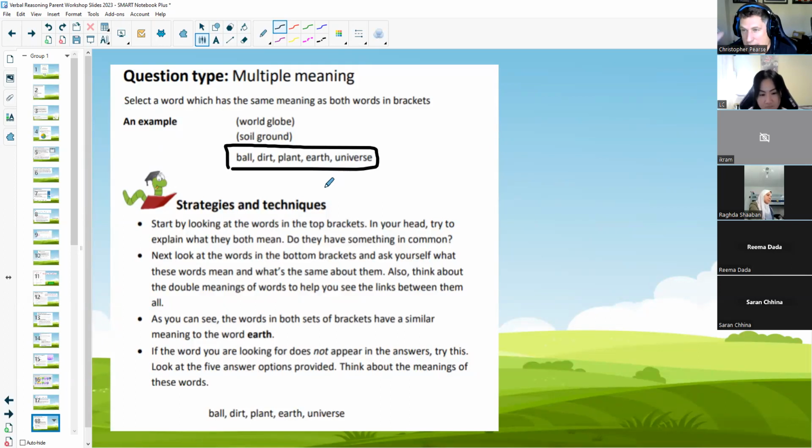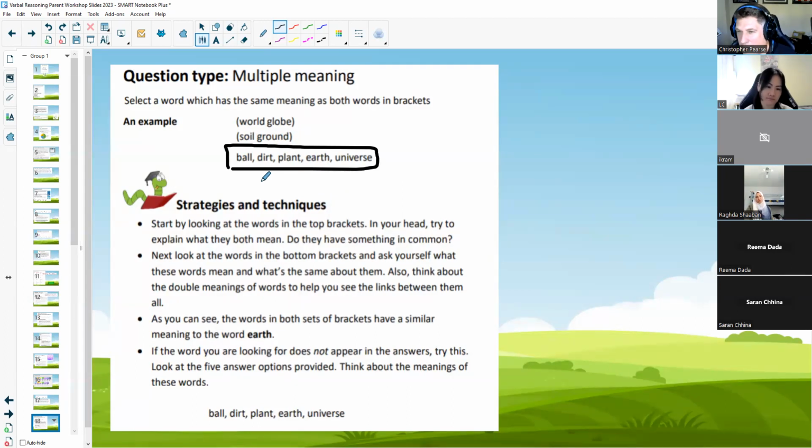So you may well have a separate list at home with words with multiple meanings, and it can be just a really good opportunity to test whether they know both of them. So sometimes a word will go with one group, but it may not go with another. So again, that's really, really important. And of course, the answer to this one is earth, because it has a similar meaning to world and globe, and it also goes with soil and ground.